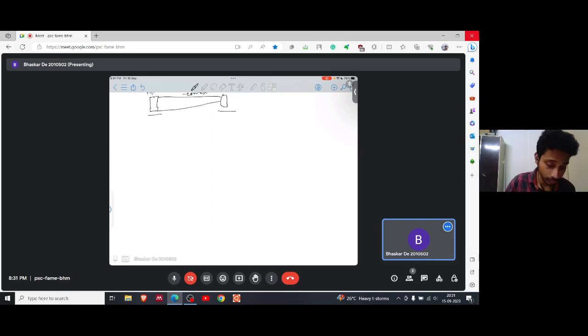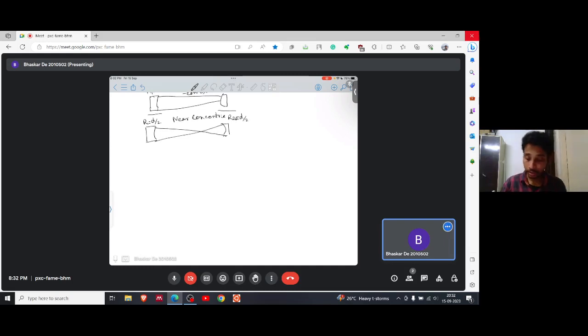Then so this is near concentric, R2 d by 2. So here the two mirrors have the radius of curvature d by 2, and this makes that near concentric cavity.